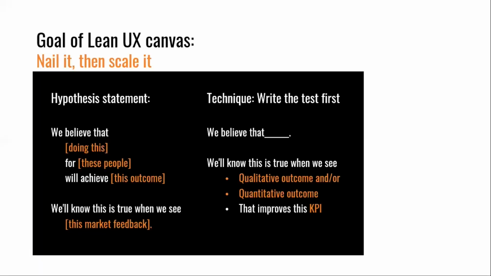So we will know this is true when we see a qualitative and/or quantitative outcome that proves this KPI. So you need to identify the KPI. One example we gave: somebody is subscribing to get the newsletter. If we get 100 people signing up for the subscription, then we will know that this feature or this content we have used is useful, and that's why people want to learn more about it on a regular basis, so they're subscribing. Whatever the KPI is, you need to identify it upfront here. That's how you write a hypothesis statement.